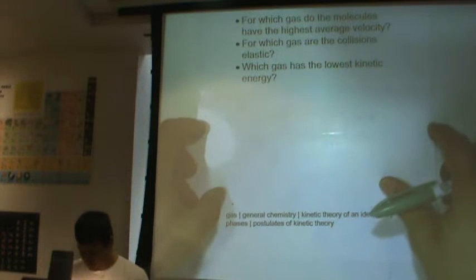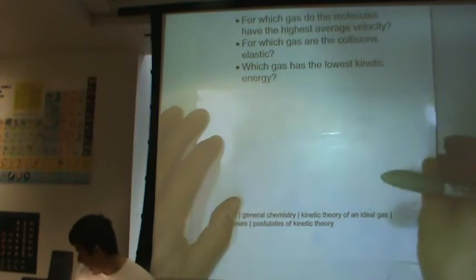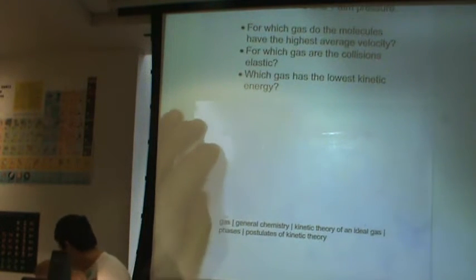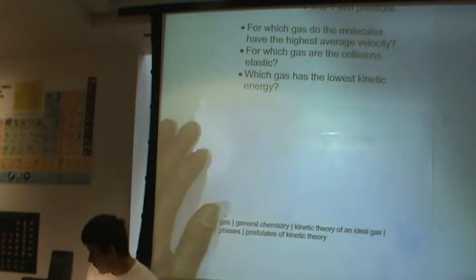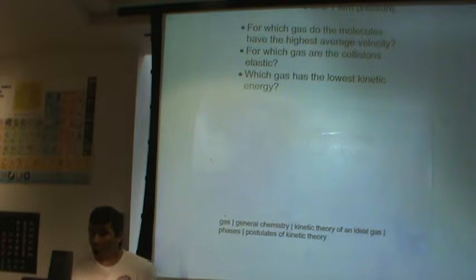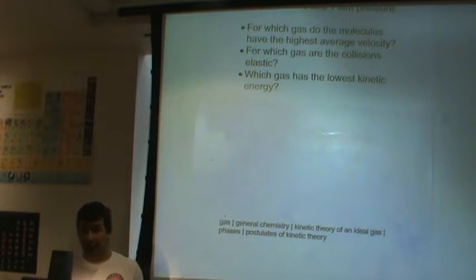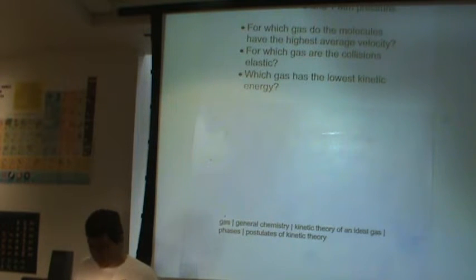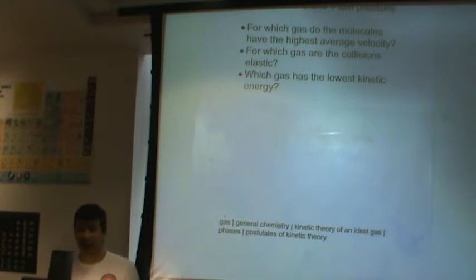Next question says, for which gas are collisions elastic? Well, when we were talking about the kinetic theory of gases, we said all gases are elastic. They have to be elastic for this theory to work. So all of them, helium, chlorine, methane, and ammonia, are going to have elastic collisions in their container. Not one of them is going to be more than the other. They're just all going to be treated as elastic.